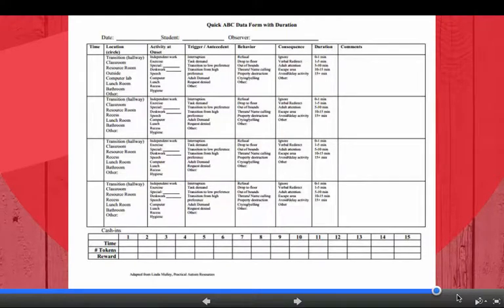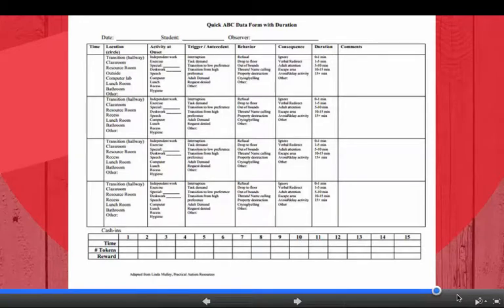Now, one of the systems that I really like is in front of us here, and it's a quick ABC data form with duration measures as well as a possibility. So what you do with this particular form is, on the left-hand side, going from left to right, in the left column, you're indicating the time of day. So let's go back to Vahe. Let's say it's 10 o'clock in the morning, or 11:20. Let's take 11:20 as the example.